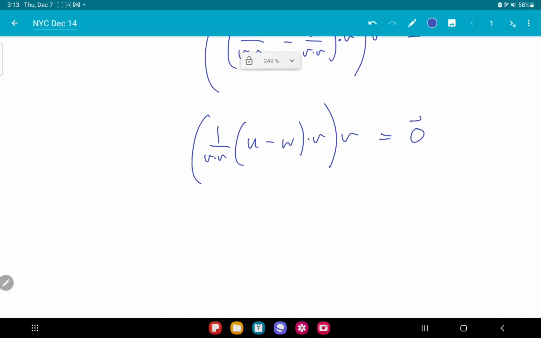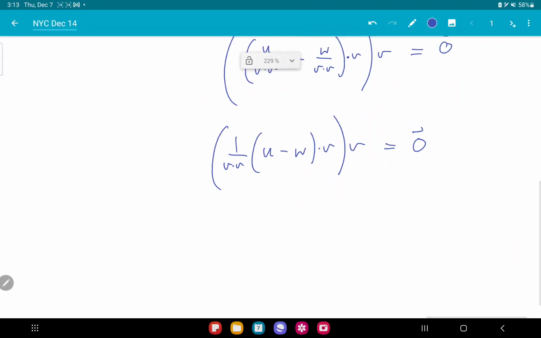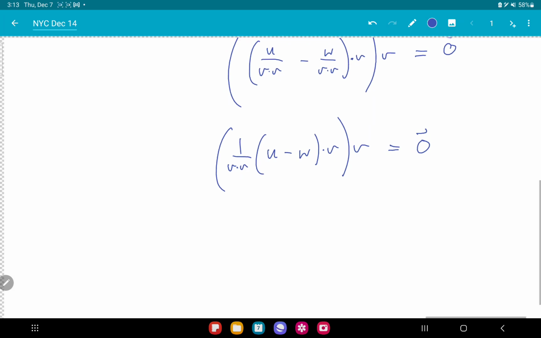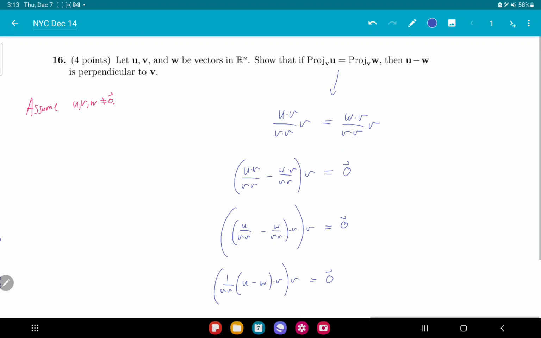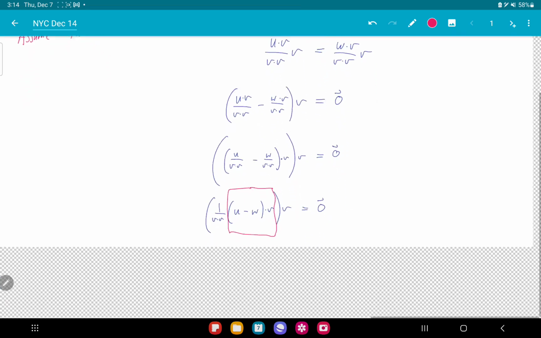Okay, now I'm going to try and prove that something is perpendicular. I want to prove that u minus w is perpendicular to v. So you can see, I hope, that I want to argue that this rectangle is 0. Well, I'm just going to have to use my assumption here to make that argument.